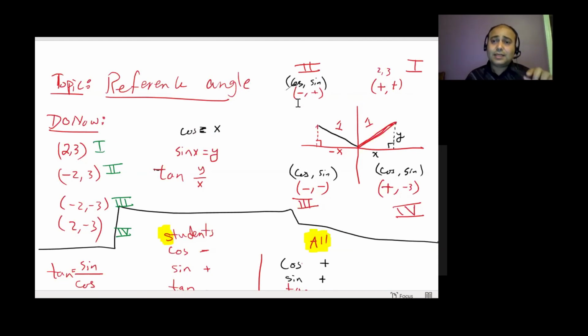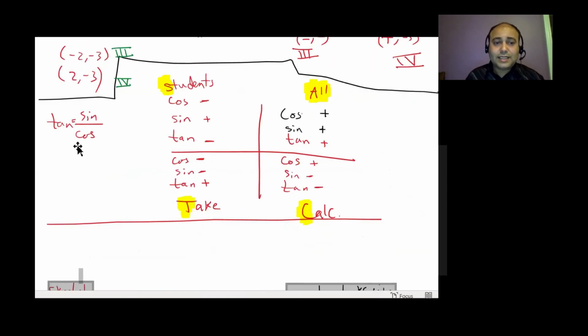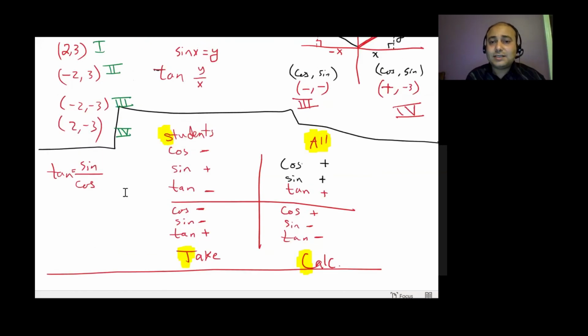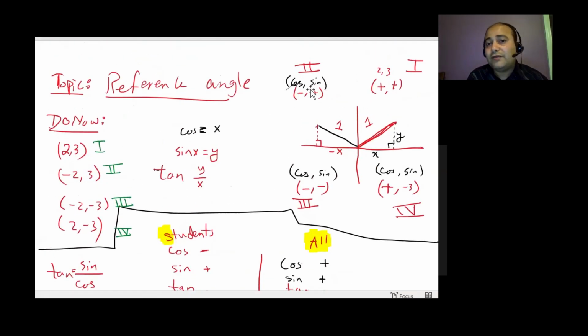The next step that we did today, we said the tangent is basically sine over cosine. If you use opposite over adjacent, you will find out that tangent is sine over cosine. And since tangent is sine over cosine, if I divide sine, which is positive, by negative, it is going to give me negative.